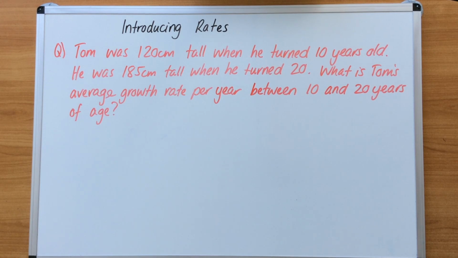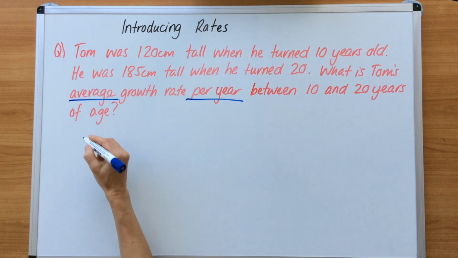We now have a problem-solving question, and it says Tom was 120 centimetres tall when he turned 10 years old. He was 185 centimetres when he turned 20. What is Tom's average growth rate per year between 10 and 20 years of age? The first key word is average. I know that I'm finding out an average growth rate per year.